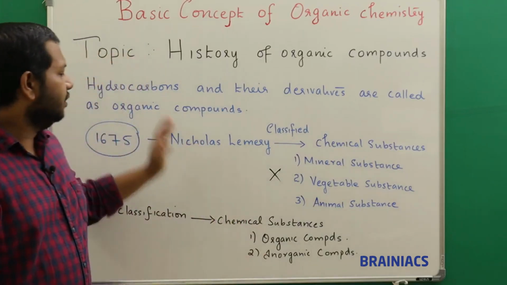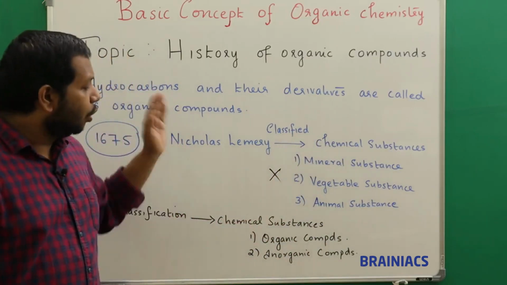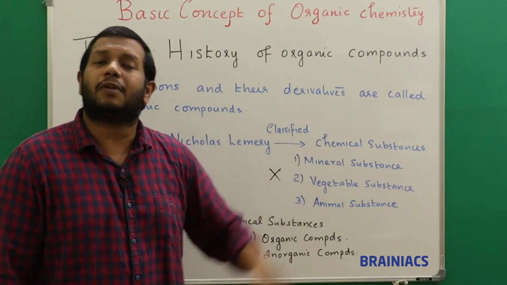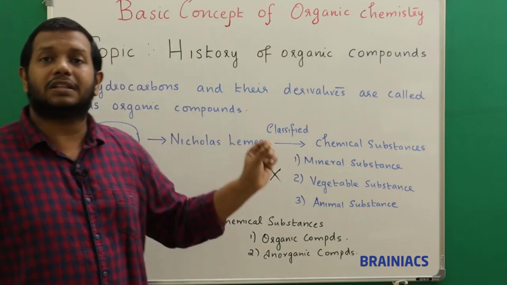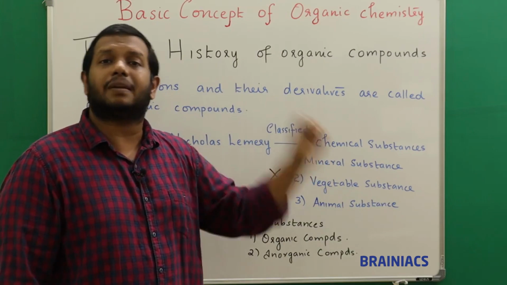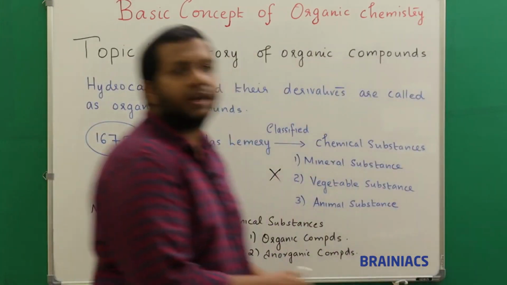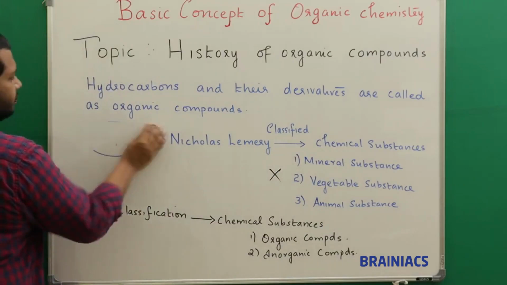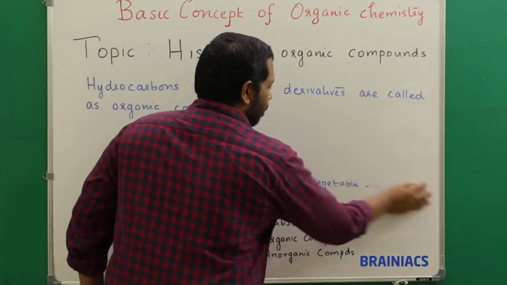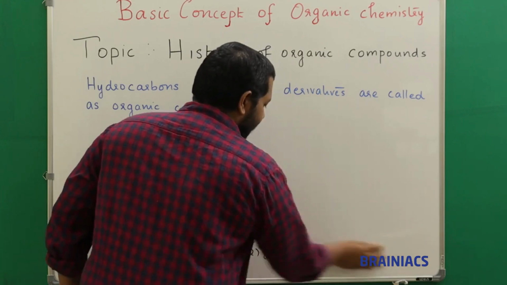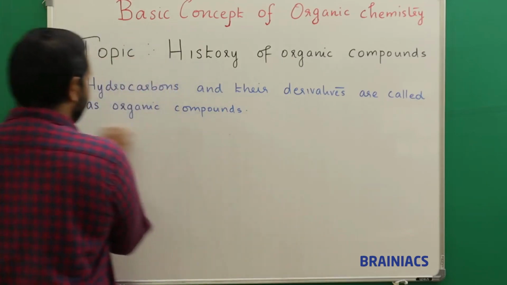But in this classification also, they thought all organic compounds can be obtained only from living substances. And this was a popular theory put forward by another person called Berzelius. So I will just write that. Okay, there is a person called Berzelius who proposed a theory called vital force theory.